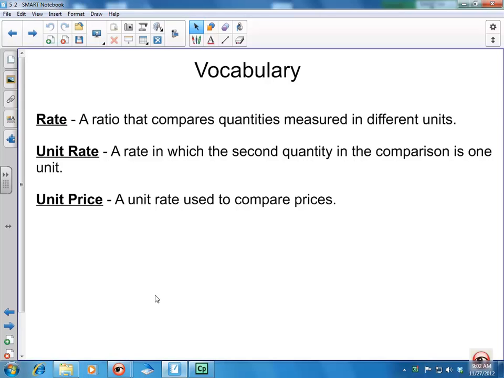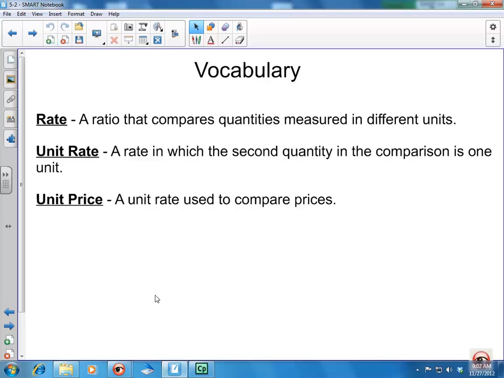Our first one is rate. The rate is a ratio that compares quantities measured in different units. For example, miles per hour, on your car. It's measured in 2 different units because you're talking about how many miles you're going in how many hours, okay?